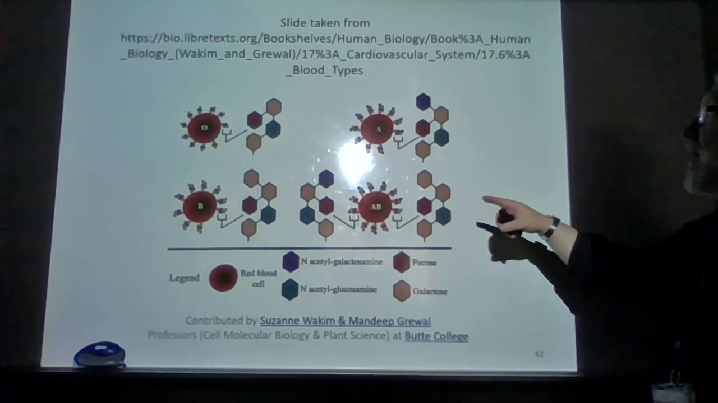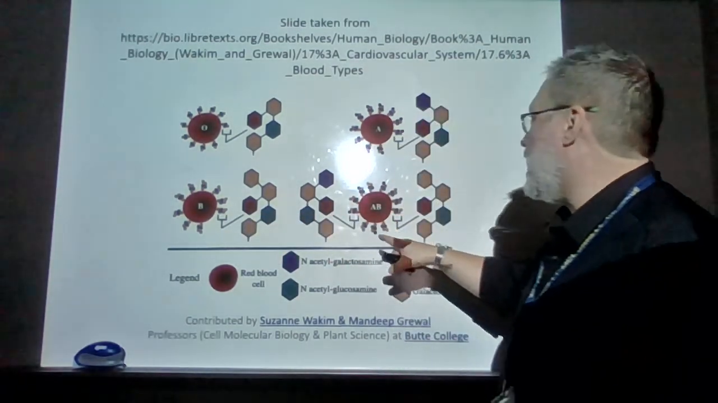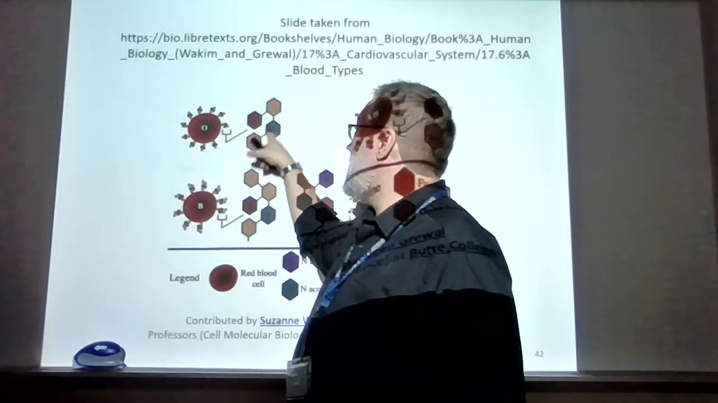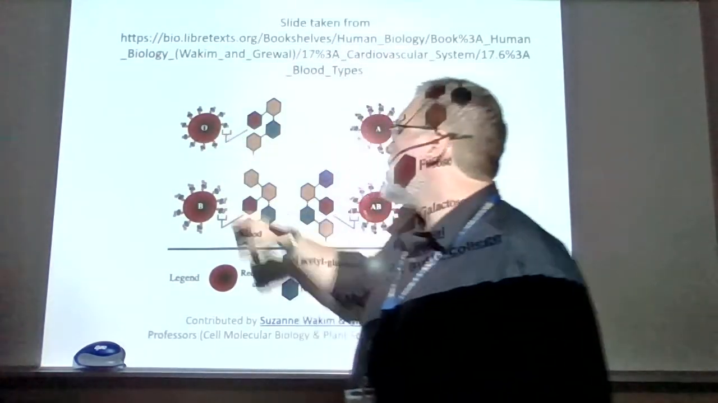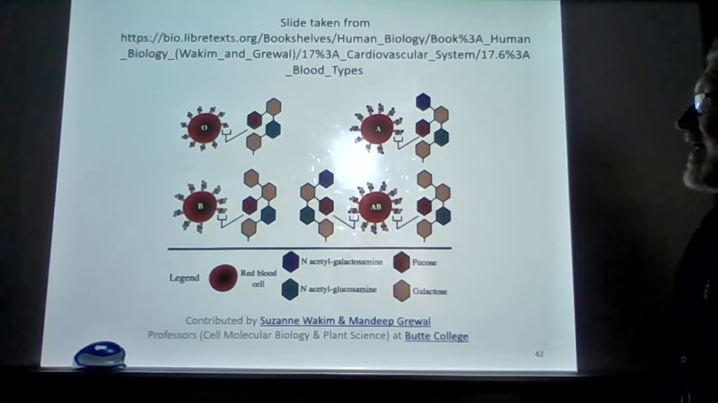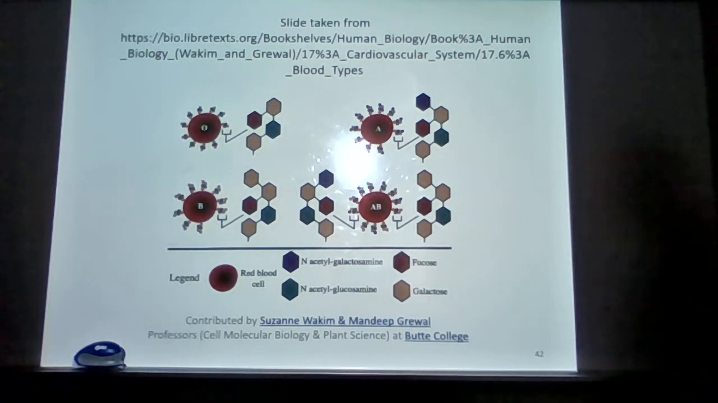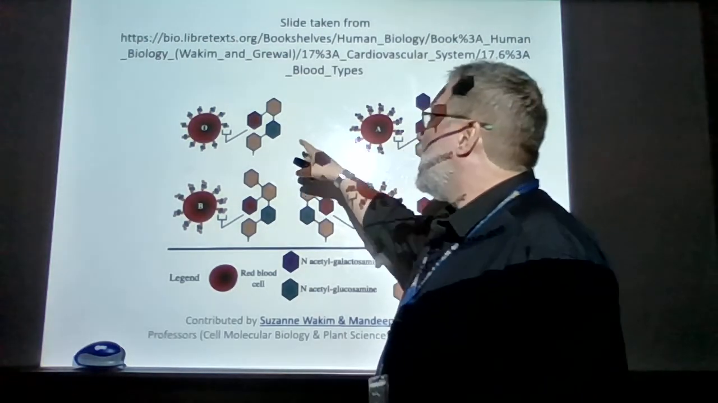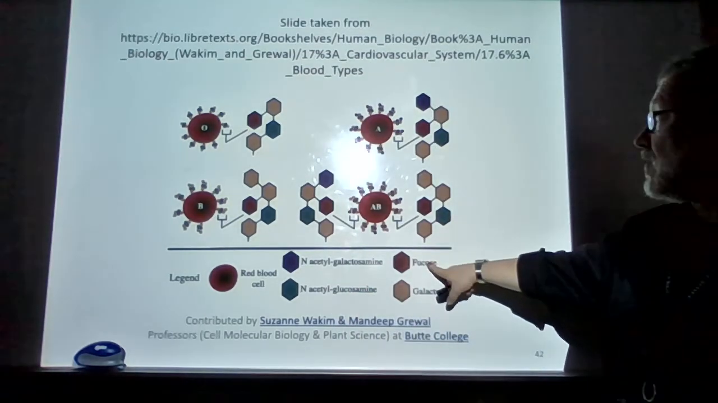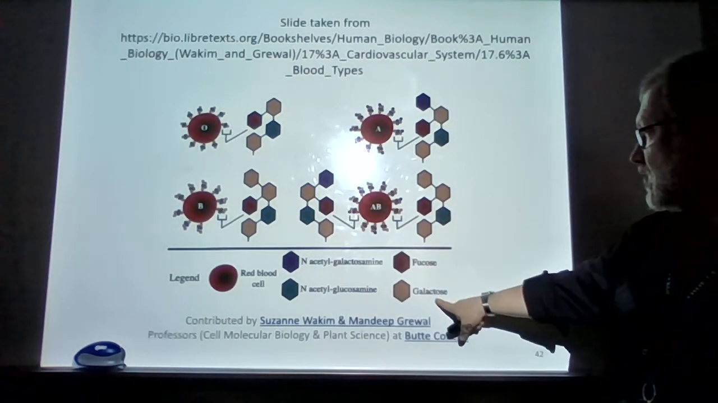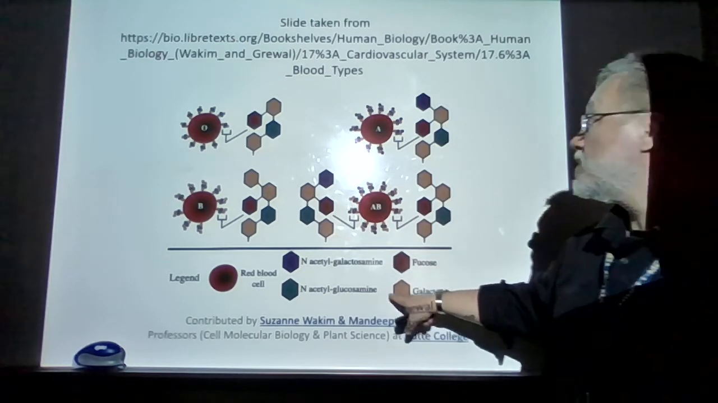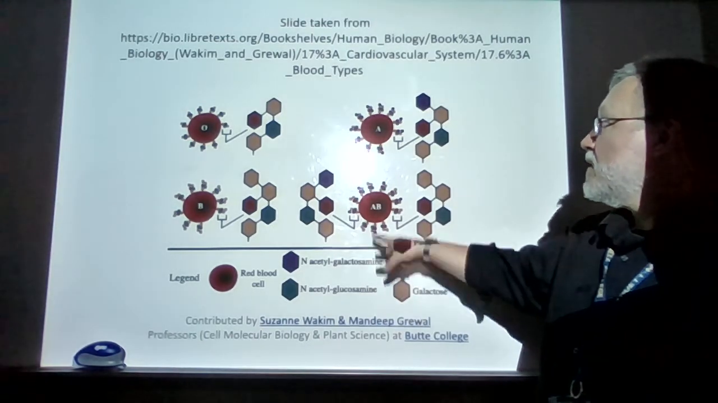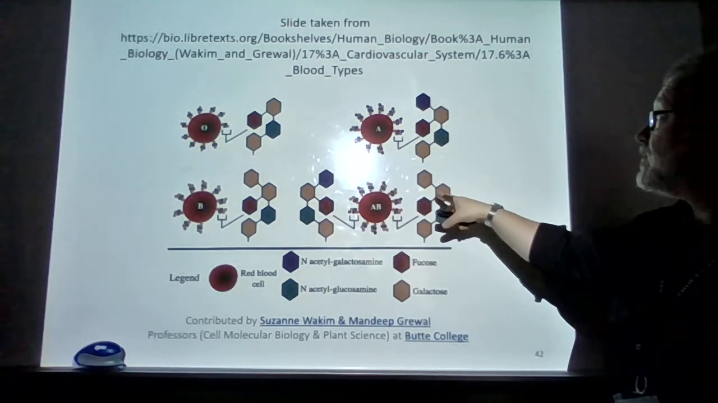So here are the O type, A type, B type, and AB type. Here's your red blood cell. Here are the connection points where these carbohydrates attach to the red blood cells that identify them as O type, A type, B type, or AB type. Let me see. So the red one is fucose. This brown one is galactose. The green one is N-acetylglucosamine. That's the O type.